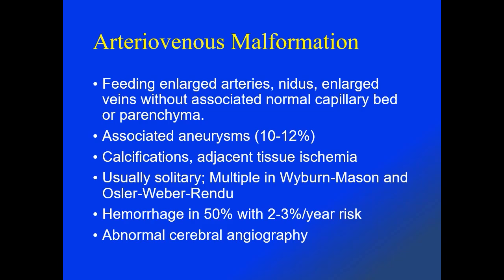They're usually solitary, but can be multiple in certain syndromes such as Wyburn-Mason and Osler-Weber-Rendu. Hemorrhage can be seen in up to 50% of patients with AVM, with a hemorrhagic risk of 2 to 3% per year. And they demonstrate prominently abnormal findings on cerebral angiography.